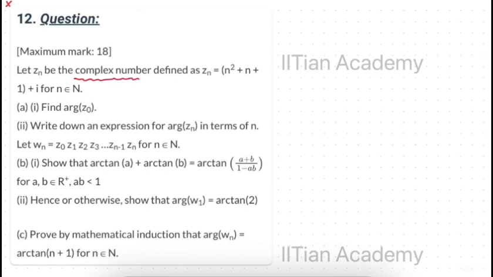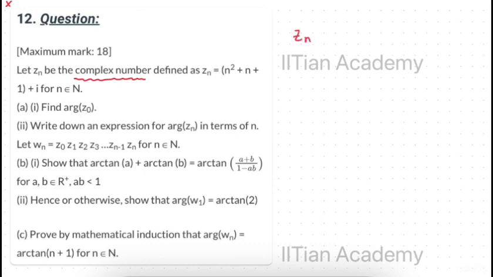We have a question on complex numbers. We are given a complex number and we have to identify various things like the argument of the complex number, and prove something related to the formulas we have identified in the topic of complex numbers. So let us start from the first part.